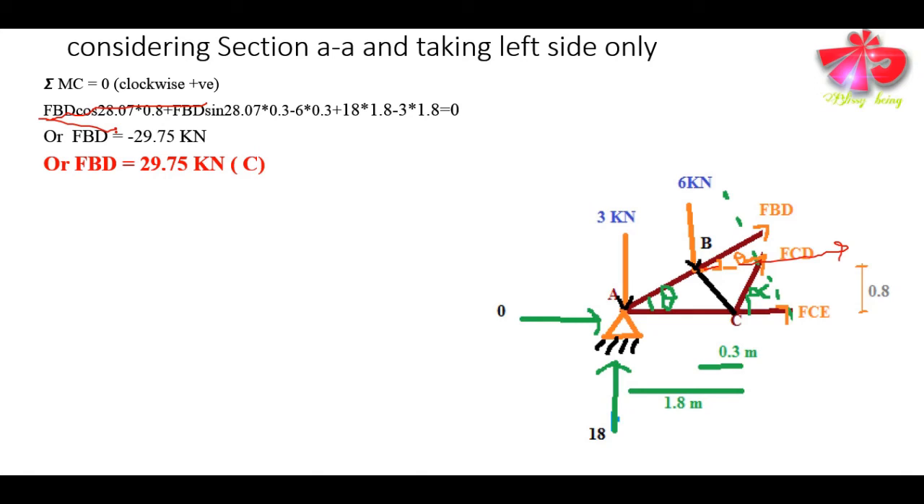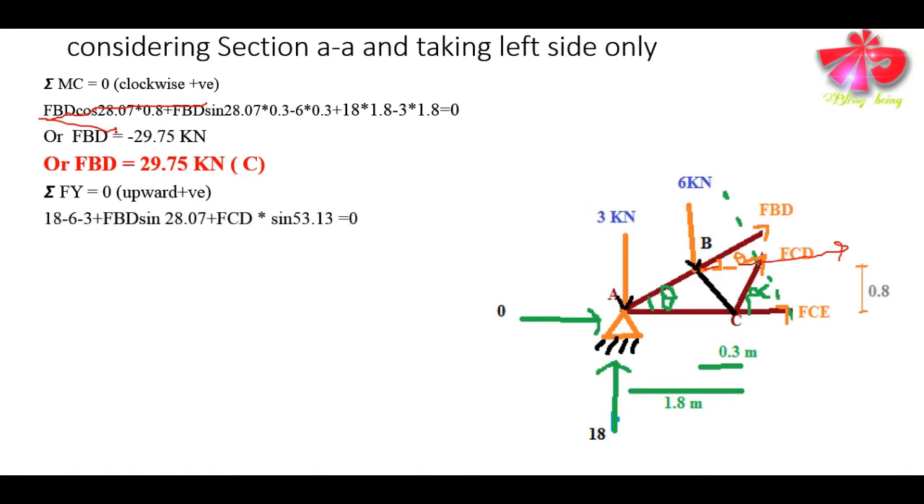now we can use the other equilibrium equations, that is summation of Fy and summation of Fx, to compute the remaining two forces, that is FCD and FCE in the given truss. So now let us take the summation of forces in y direction equals 0, taking the upward direction as positive. What can we write?